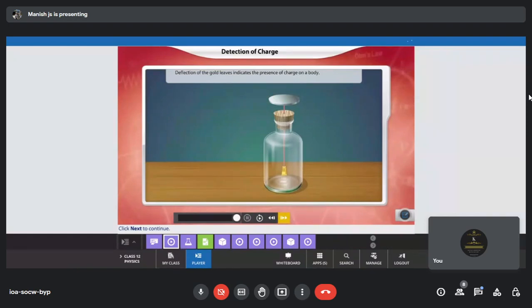So when the gold leaves are going to deflect, what does it mean? It means that there is a charged object. The object is having some charge. So that is the meaning. So this is how you can detect the charges using a gold leaf electroscope.